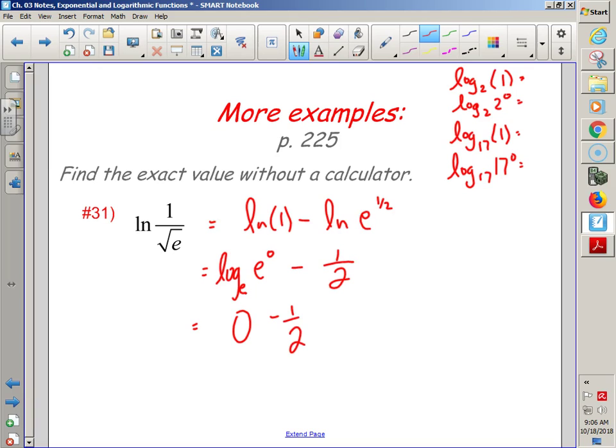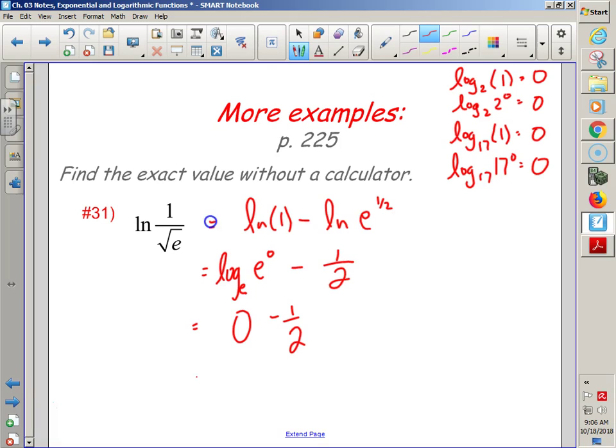What's this guy going to be? 0. Why? Because 0. What's this guy going to be? 0. Why? Because 0. Oh, that's right! All logarithms go through the x-axis at 1, aka y is always 0 when x is always 1. Any log of 1 is 0.